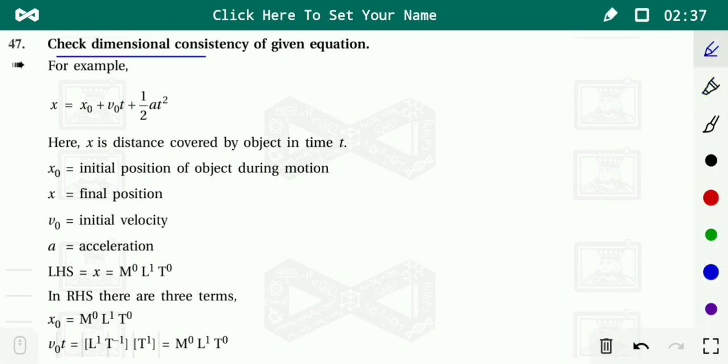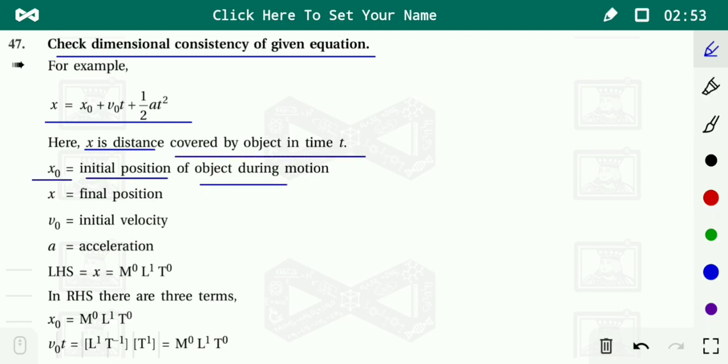Check the dimensional consistency of a given equation. The equation is given: x = x0 + v0t + (1/2)at². In the question itself it is written that x is the distance covered by the object in time t, x0 is the initial position of the object during the motion, x is the final position, v0 is the initial velocity, and a is the acceleration. So now the solution part starts. We have to check whether this equation is dimensionally valid or not.